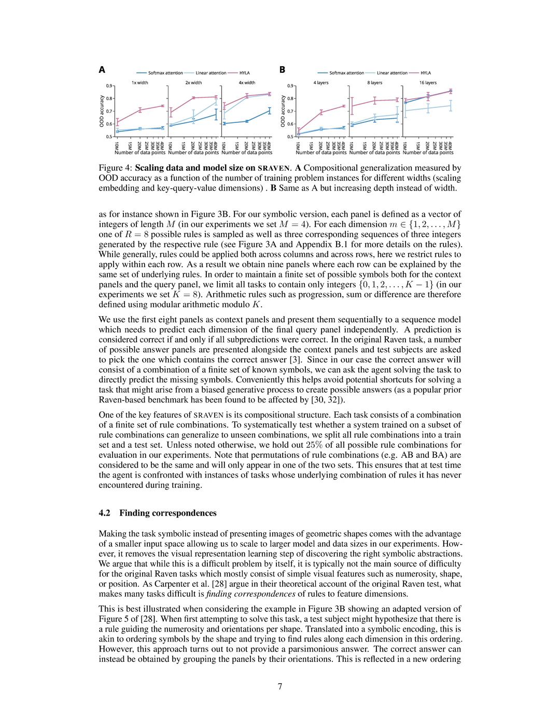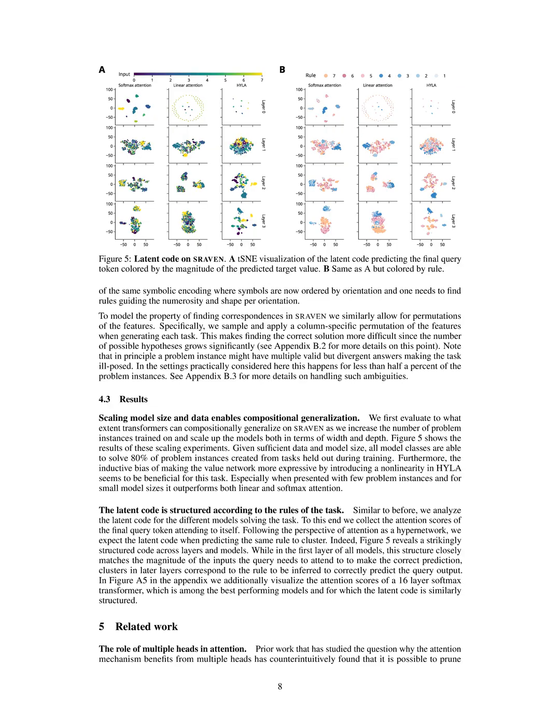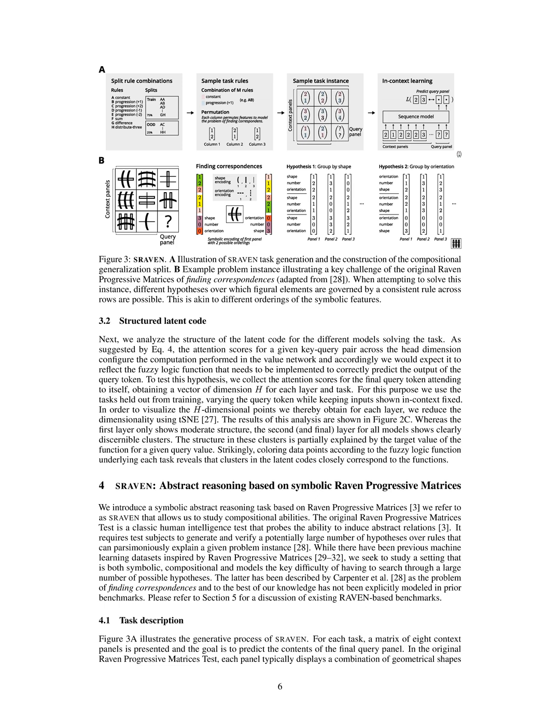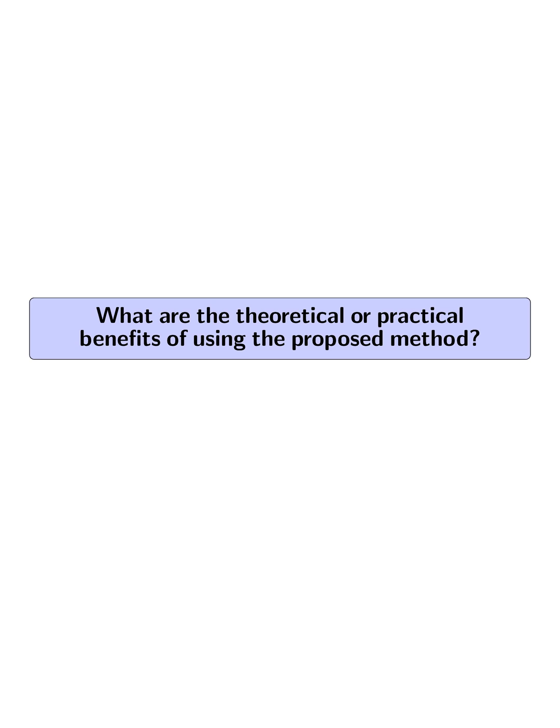The method systematically tests the ability of models to generalize to unseen combinations of rules by splitting rule combinations into train and test sets. By scaling model size and data, the method enables compositional generalization on tasks like SRAVEN. The structured latent code clusters according to the rules of the task, aiding in finding correspondences and improving performance on abstract reasoning tasks.